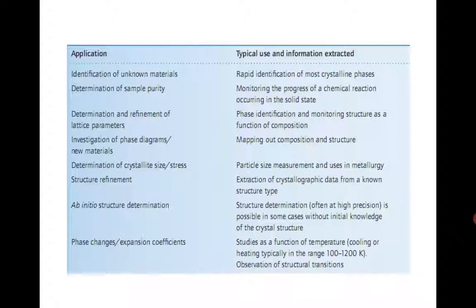Basic crystallographic information such as lattice parameters can normally be extracted easily from powder X-ray diffraction data, usually with high precision. The presence or absence of certain reflections in the diffraction pattern permits the determination of the lattice type.